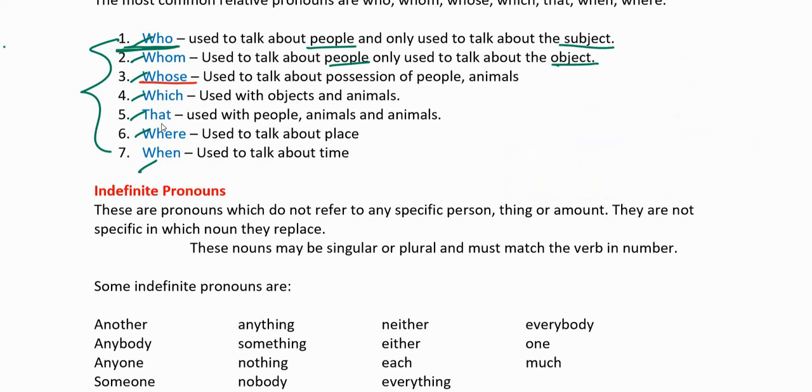Which is used with objects and animals. Remember, you cannot use which with people. You cannot say the person which is standing there is my uncle. The girl which is sleeping is my cousin. But you can always use which with objects and animals.